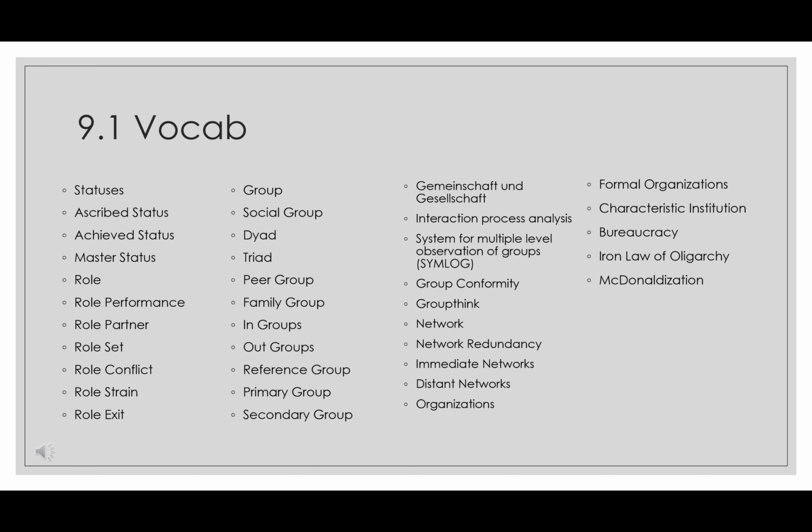Role set is the various roles associated with a status. In life, people can play several roles at one time. Due to this complex nature of status and role, it can cause conflict, challenges, uncertainty, and ambivalence. Role conflict is the difficulty in satisfying the requirements or expectations of multiple roles. Role strain is the difficulty in satisfying multiple requirements of the same role. Role exit is the dropping of one identity for another.